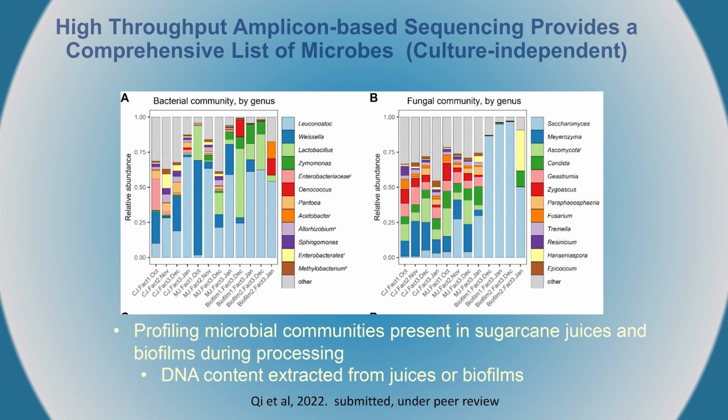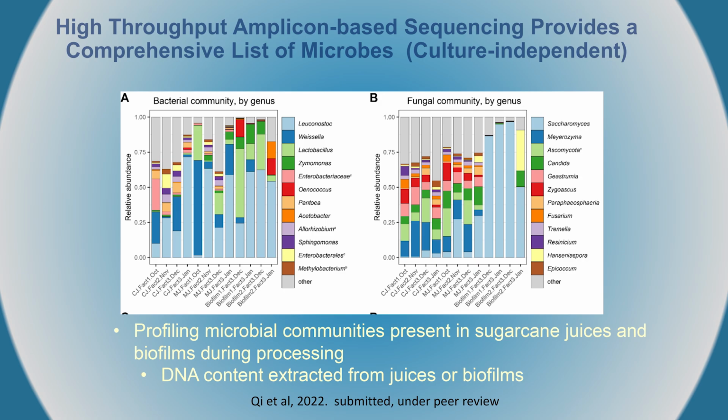But what's interesting when we look at the biofilms, there's less microbial diversity in the biofilms. You can see, again, leuconostoc with some lactobacilli, sometimes Zymomonas. And so this tells us that not all the bacteria present in the juices go on to form biofilms.